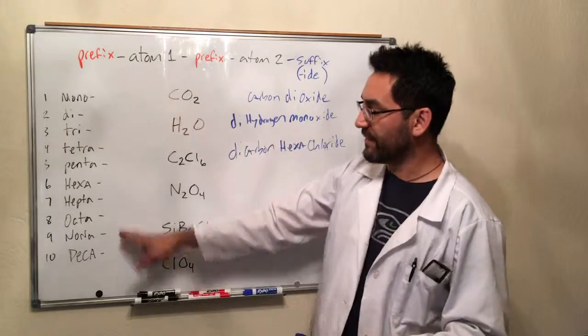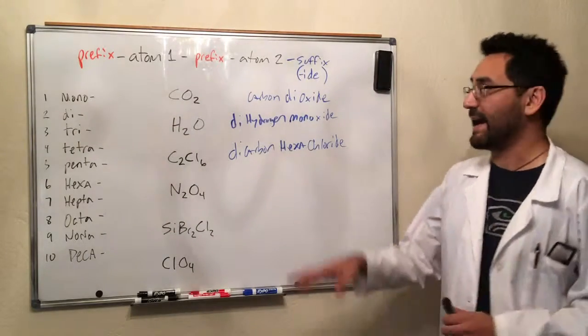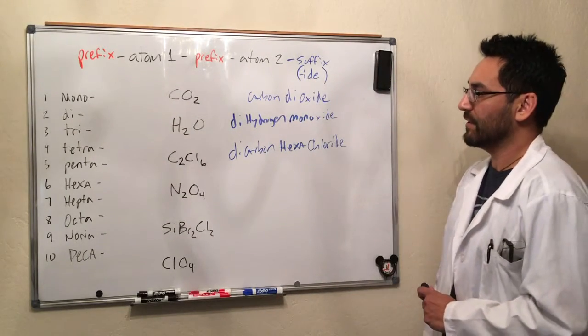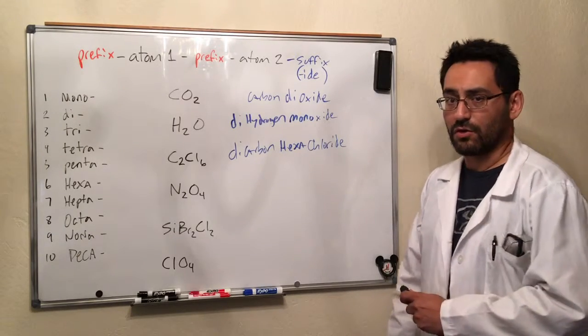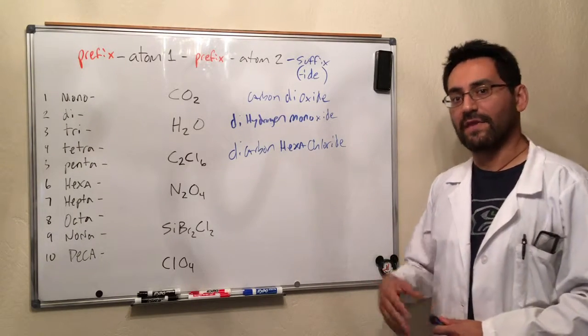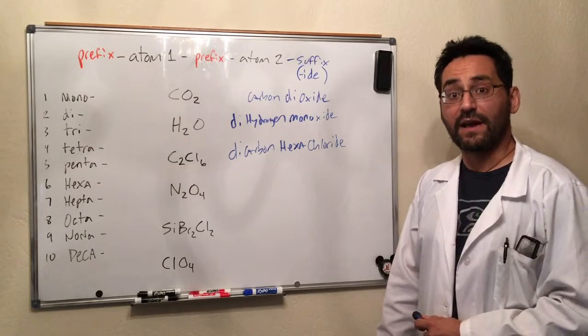We use the prefixes, where the last atom gets the suffix "ide." Now in the next video I'll go over how we name ions, and then we can expand that to how we name ionic compounds.